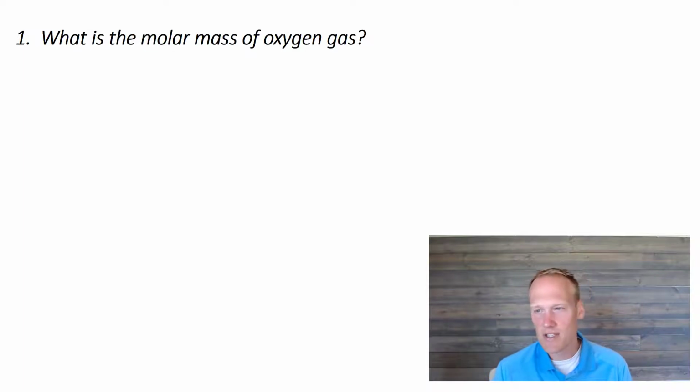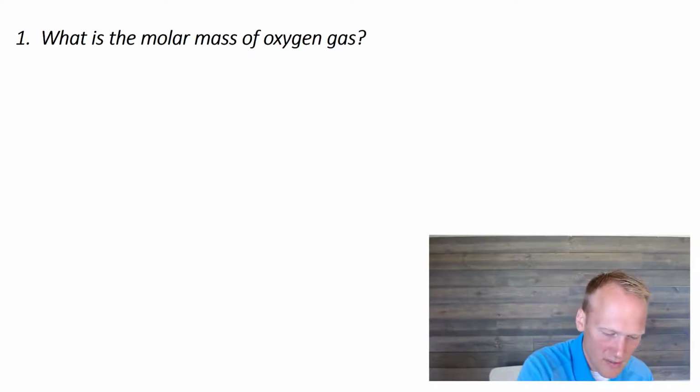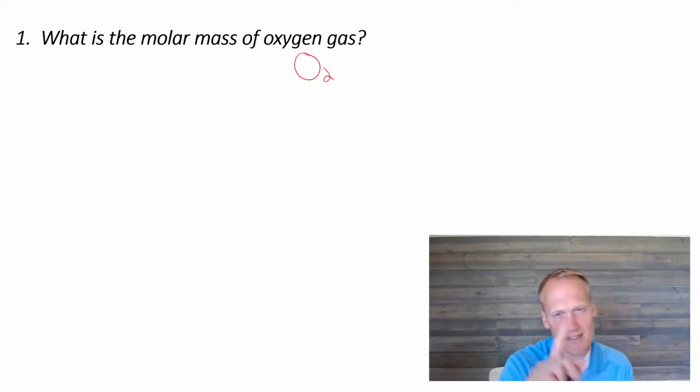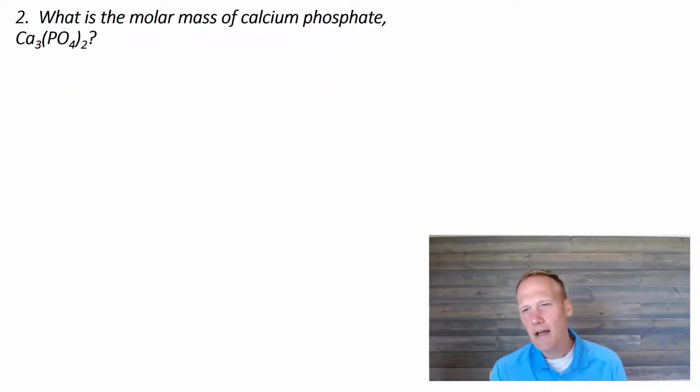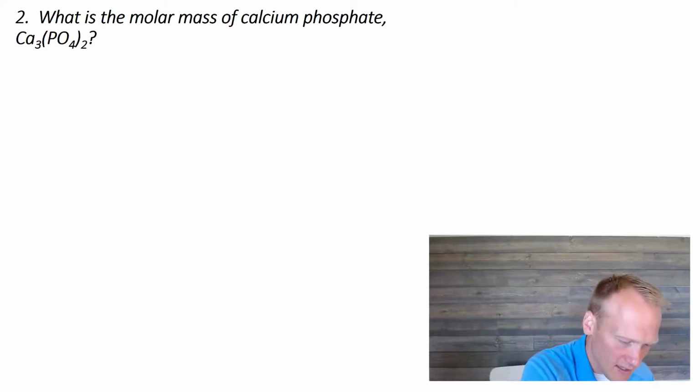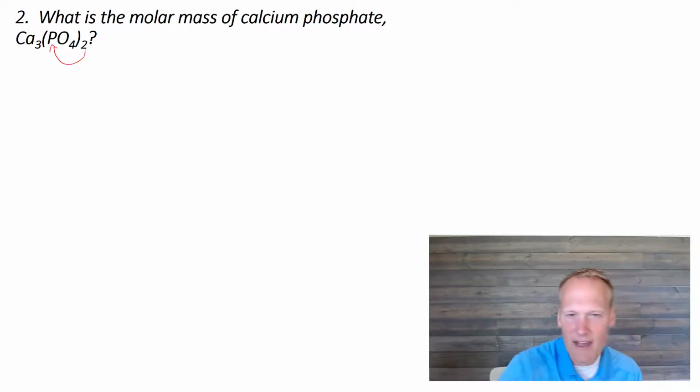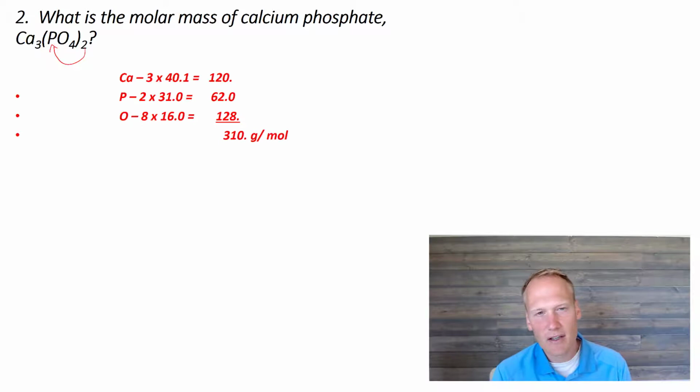If I asked you what's the molar mass of oxygen gas, the first thing you would think is oxygen gas is Brinkelhoff, therefore it's O2, and we'd take 2 oxygen atoms and add them together. A little more complicated here. What's the molar mass of calcium phosphate? Well, we have 3 calciums, 2 phosphorus, and 8 oxygen. So it'd look like this.